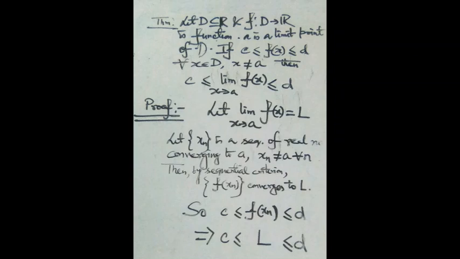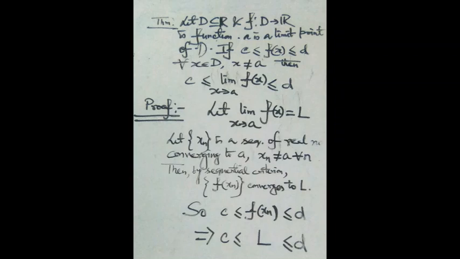First of all, let us consider a real subset D and f is a function from D to R. Suppose A is a limit point of the set D. If x lies between C and D for all x belongs to D and x not equals to A, in that case, limit as x tends to A of f(x) also lies between the same C and D. So if C less or equals to f(x) less or equals to D implies that C less or equals to limit f(x) less or equals to D.